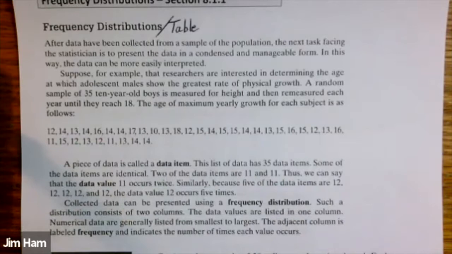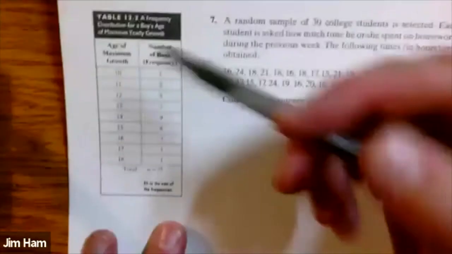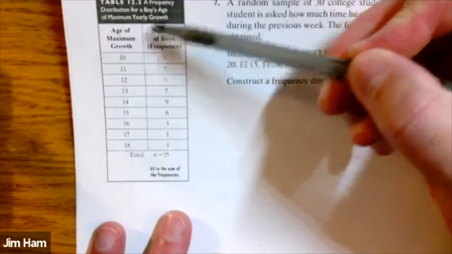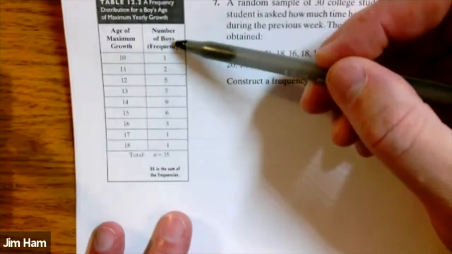But what's important for us about these data values is that there are only a few data values being used. The data values from 10 to 18, that's it. And when you have something like this, we're going to create our frequency table in a way different than if we had many more. What we're going to do is take the age of maximum growth and create a table. Here are the ages, 10, 11, 12, 13, 14, 15, 16, 17, 18. These are the ages of the boys. And these are the frequencies. These are the number of boys that had their growth spurt at that age.